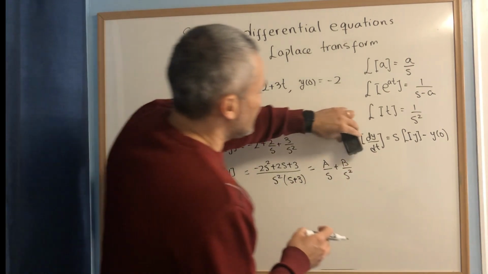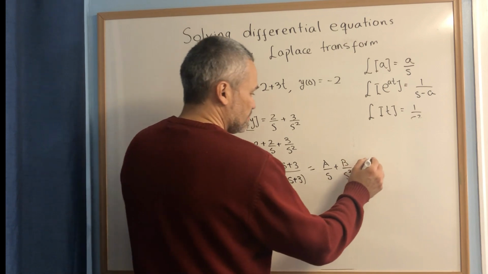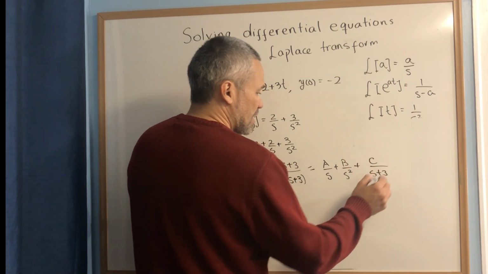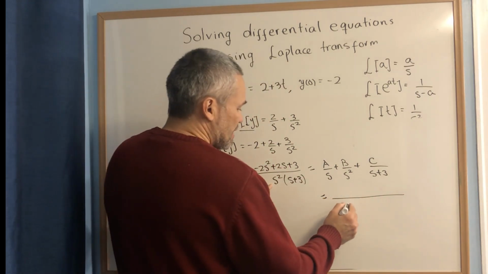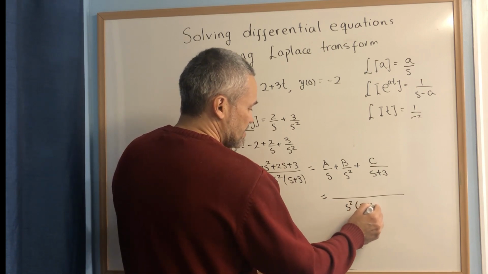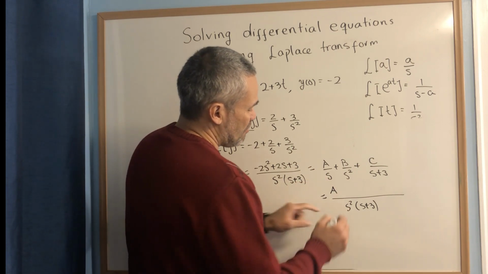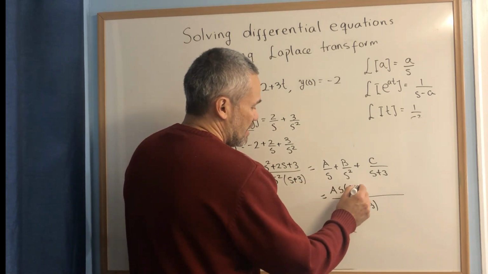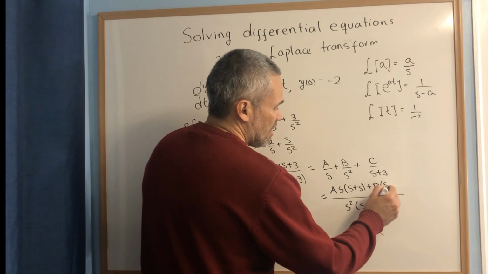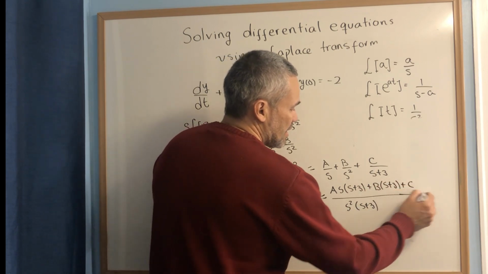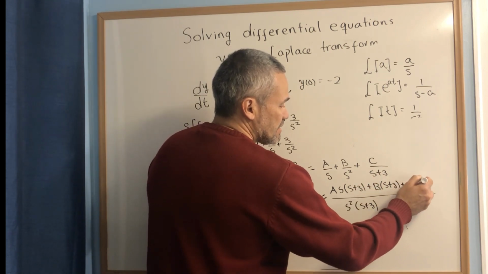Let me erase this, we don't need it anymore. And then it will be plus, this is a linear term, c over s plus 3. Then this is just the common denominator. We have to make sure to write down this denominator so that the two expressions have the same denominator. And then I get a times what is missing, an s and an s plus 3, plus b times what is missing, s plus 3, plus c times what is missing, just an s squared.